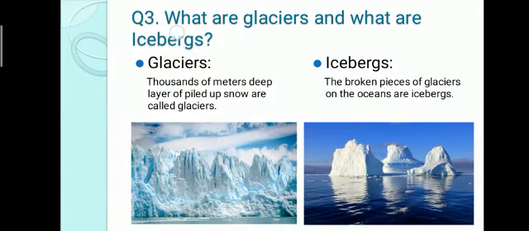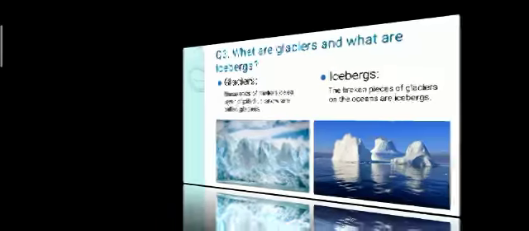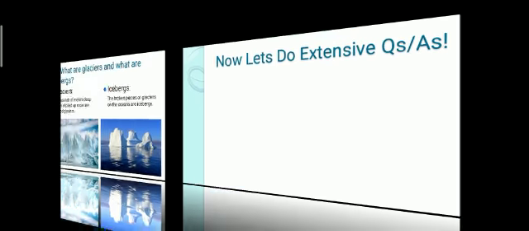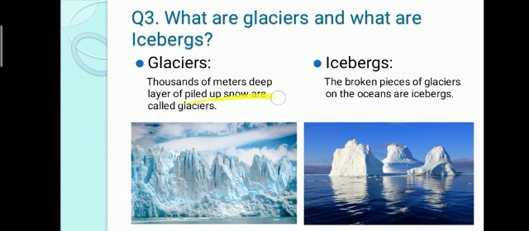Now it's time for question number 3. What are glaciers and what are icebergs? Glaciers, first of all, let me tell you what are glaciers. Glaciers are thousands of deep layers of piled up snow, and you can see it here. These are too huge, and the snow falls onto the mountains, and it will pile together in a huge pile of snow, and we call it a glacier. You can see them. These are snowy, beautiful, and large.